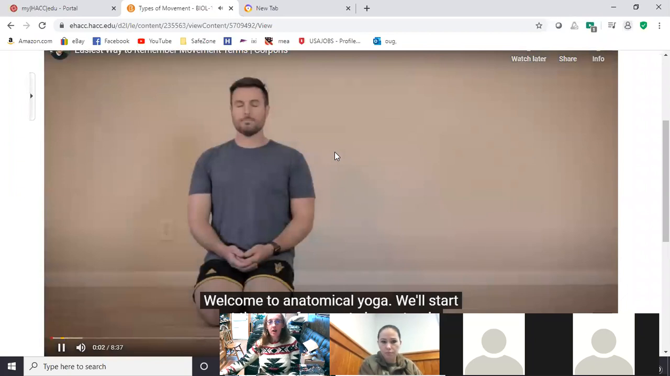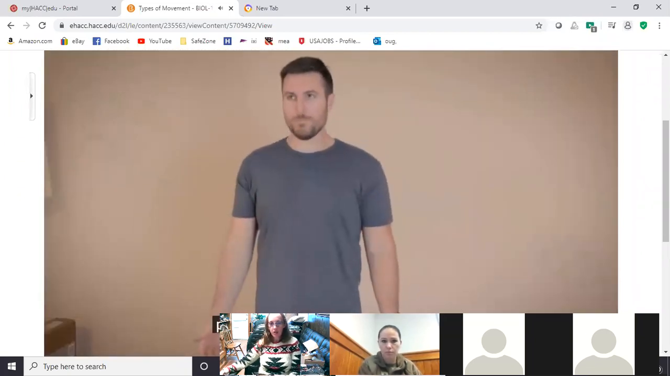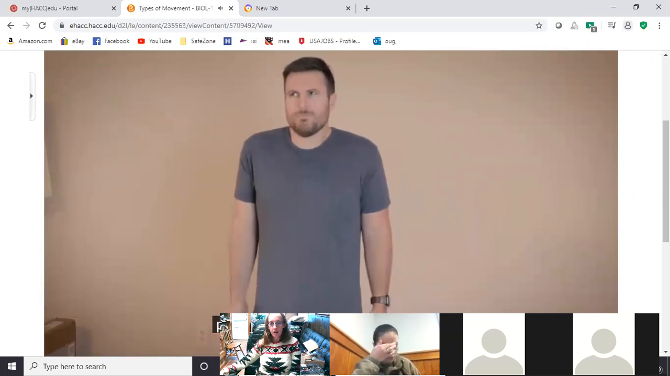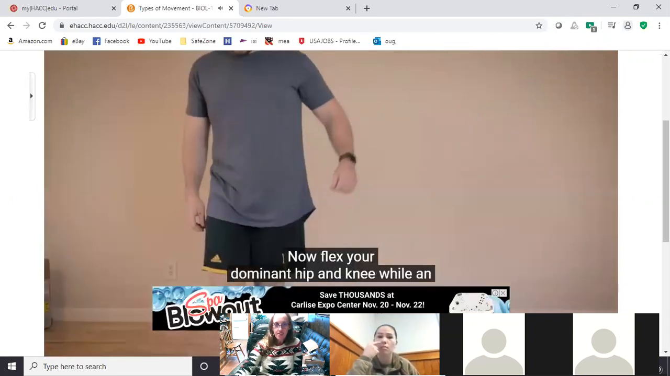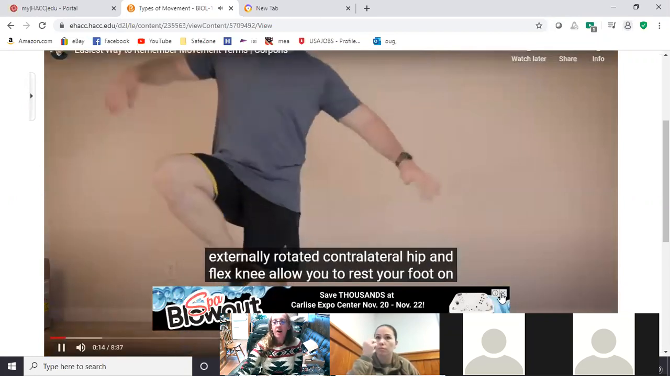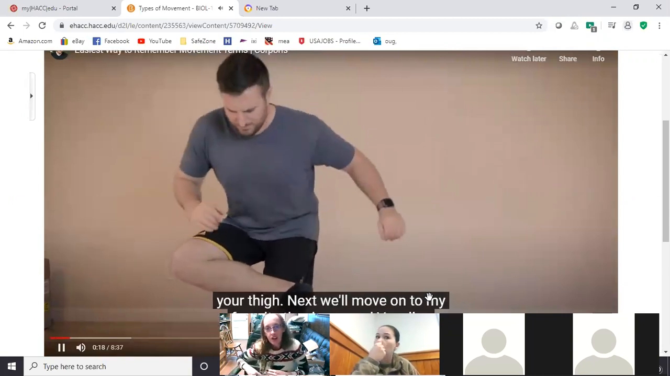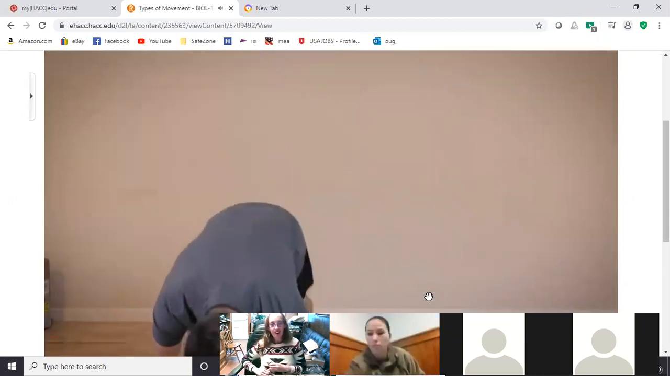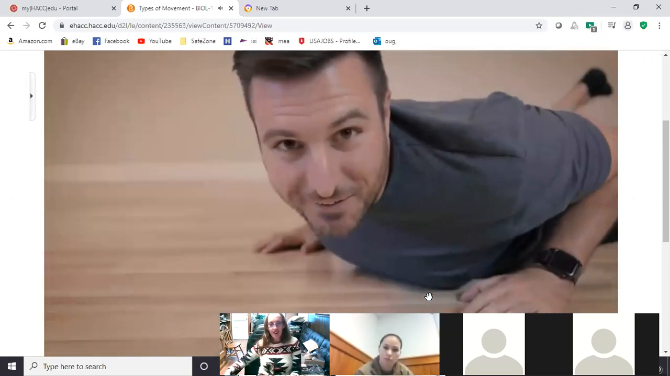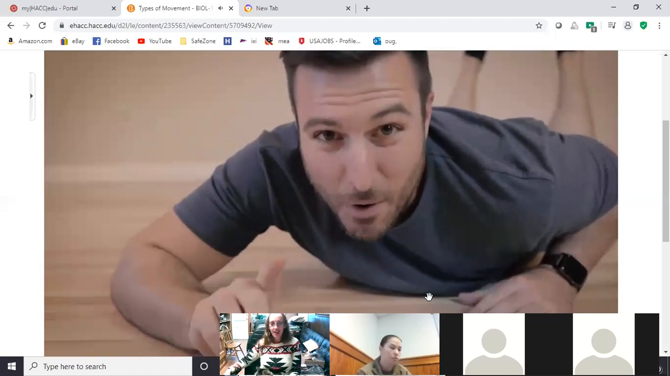Welcome to anatomical yoga. We'll start at the top of our mat in anatomic position. Gently elevate and retract your scapula with ever so slight cervical circumduction. Now, flex your dominant hip and knee while you externally rotate the contralateral hip and flex the knee, allowing you to rest your foot on your thigh. Next, we'll move on to my favorite, the downward descent. If none of that made sense, then keep watching this video because today we're talking about movement terms.